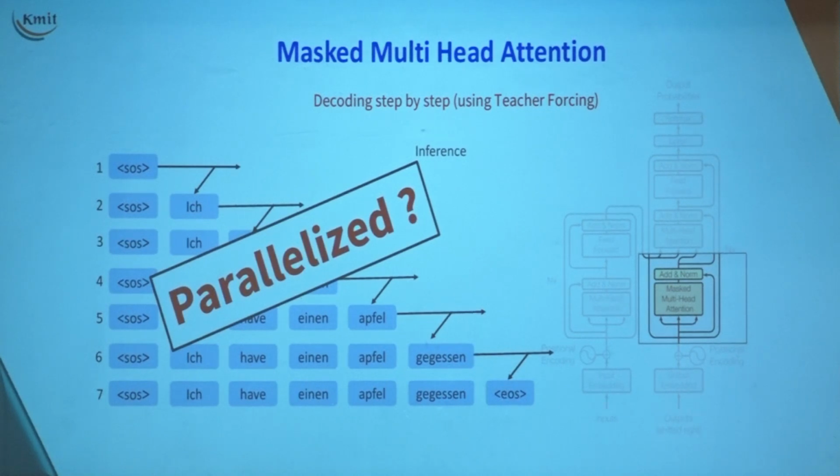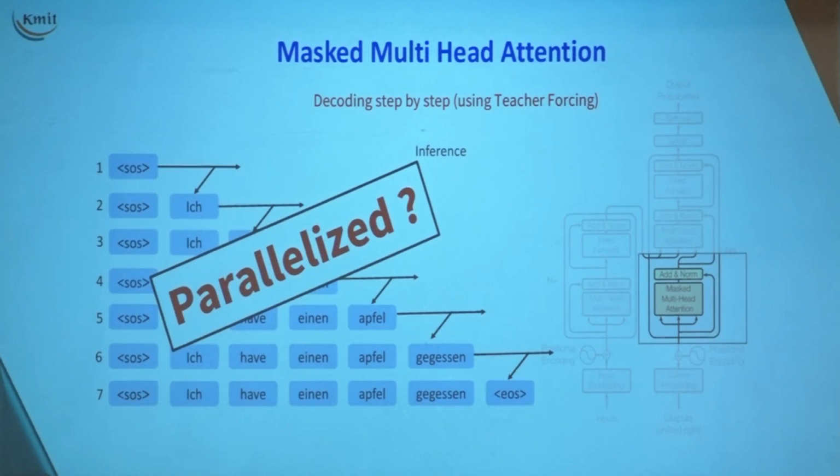Now, when I am doing this here, am I processing them parallelly? No. One word is getting converted at a time. What will happen if I do it parallelly? All these words will have the output. Then where is the process of conversion? Please understand this point very carefully. I want conversion word by word, where I want to mask the future tokens, but I want parallelism.